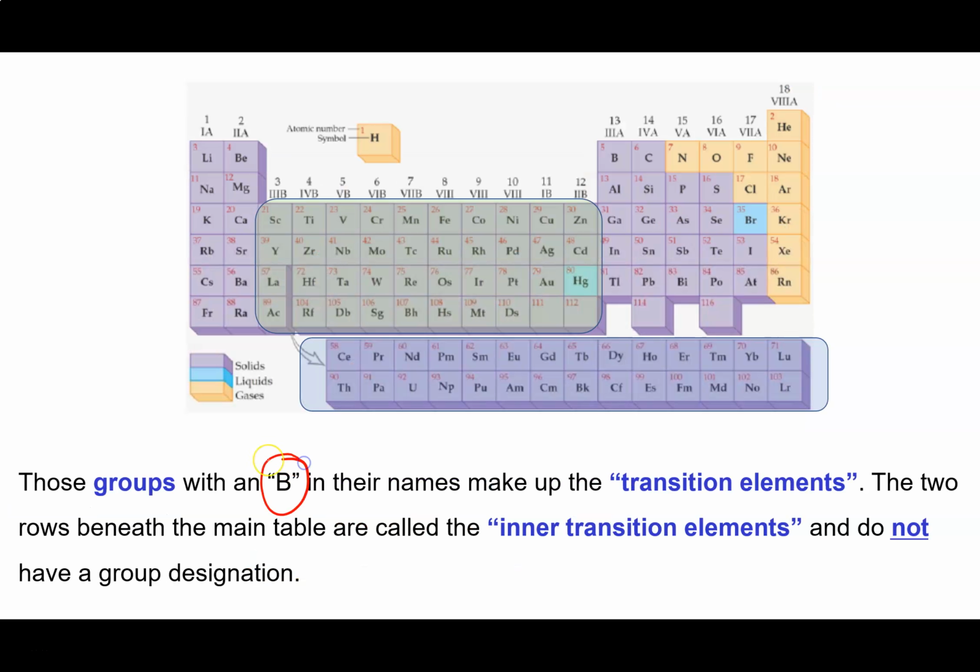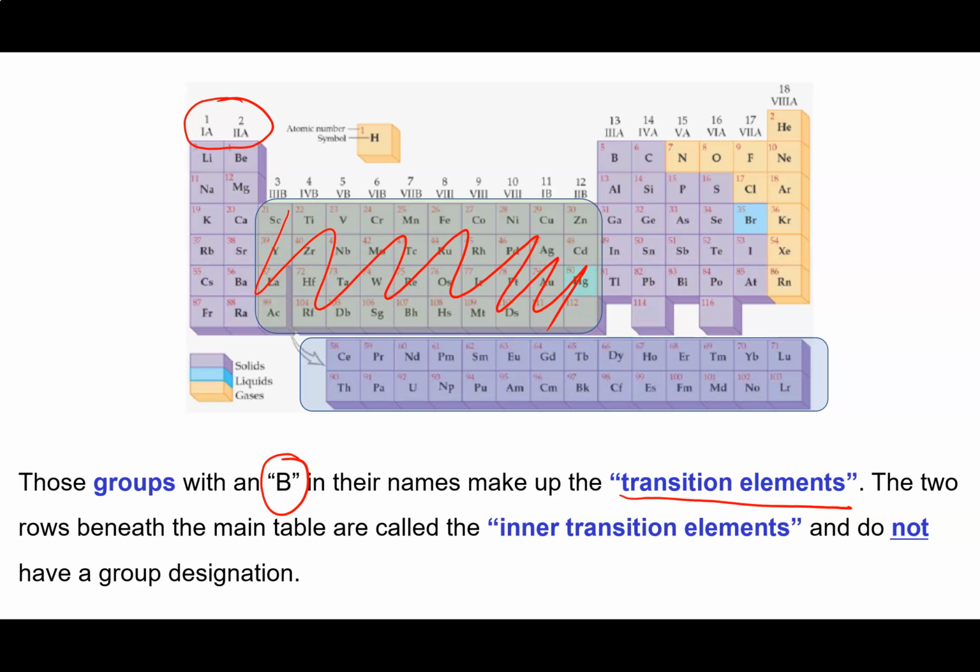The groups with a B in their name make up what are referred to as the transition elements. That's these in the middle. Now I should point out that there are two ways of labeling the groups. There's 1 through 18, with regular Arabic numerals. And then there are these A groups and B groups, which are numbered with Roman numerals.